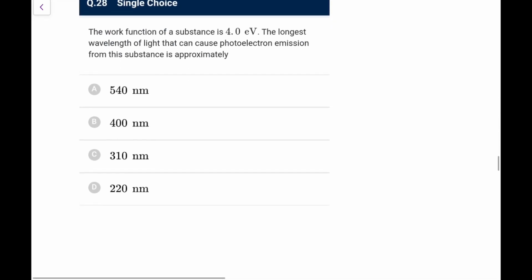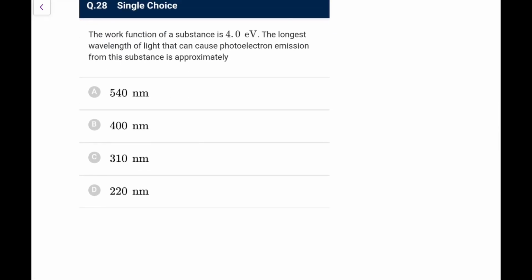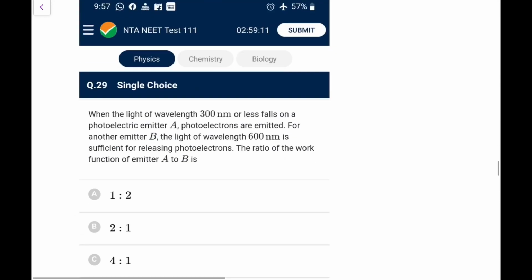The work function of a substance is 4 eV. The longest wavelength of light that can cause photoelectric emission, that is the threshold wavelength. So 4 would be 1240 by lambda naught. So lambda naught is 1240 by 4, that is 310 nanometer. That's a very easy one for you.